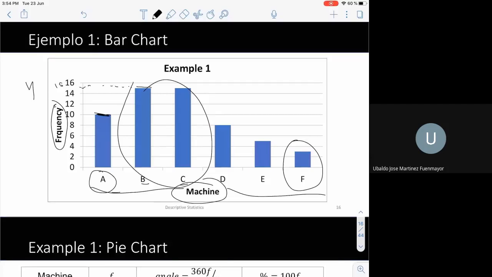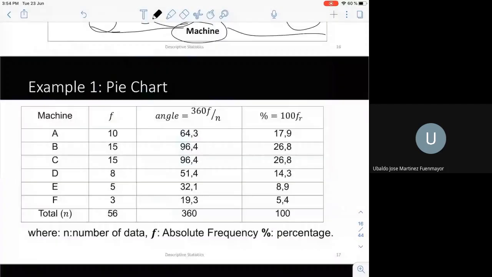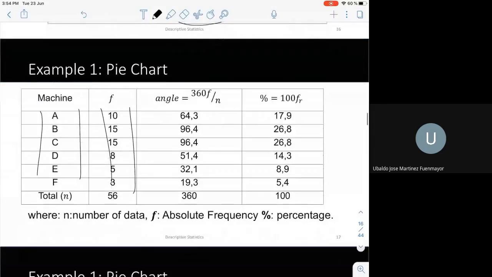There are other types of plots. So this is a pie chart, using the same information. So we have the machines, the frequencies. With that information, we can split the pie. You know that the pie is like a cake, same thing. So to slice that pie, we only need to compute the angle. In total, it has 360 degrees. So we just need to split the pie by multiplying 360 times the relative frequency.